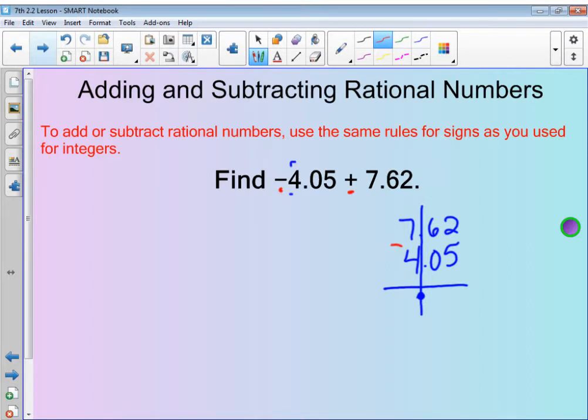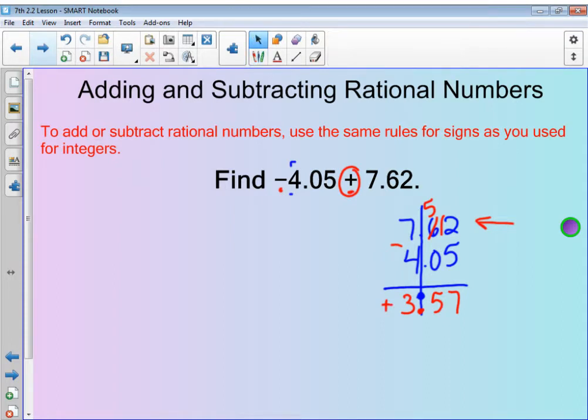So now I'm going to go ahead and subtract this out. I can't do 2 minus 5, so I'll borrow. 12 minus 5 gives me 7. 5 minus 0 is a 5. 7 minus 4 is 3. So we get 3.57. Now I have to decide if it's positive or negative. So since I already declared that this was the bigger number without looking at the symbols, I'm going to look at the symbol in front of that, and it was a positive symbol. So our answer ends up being a positive 3.57. Okay, so let's try another one.